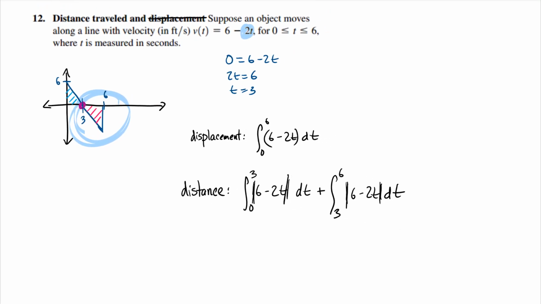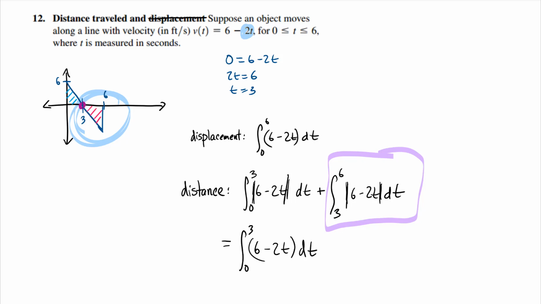So that means we're going from 0 to 3 of 6 minus 2t dt. Now we know that this answer is negative. So you could just change this sign to a minus sign and go from 3 to 6 of 6 minus 2t dt. That would take our positive thing and change it to a negative thing. Or if you don't like that, we could leave this thing positive and make this a negative.